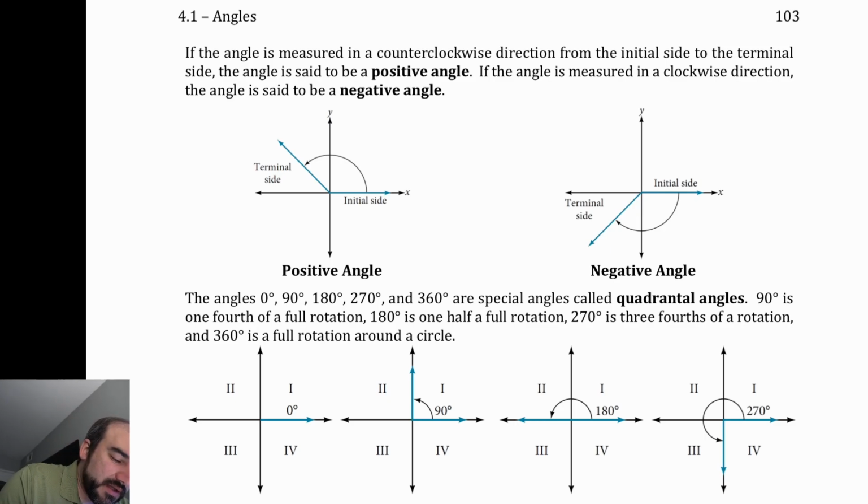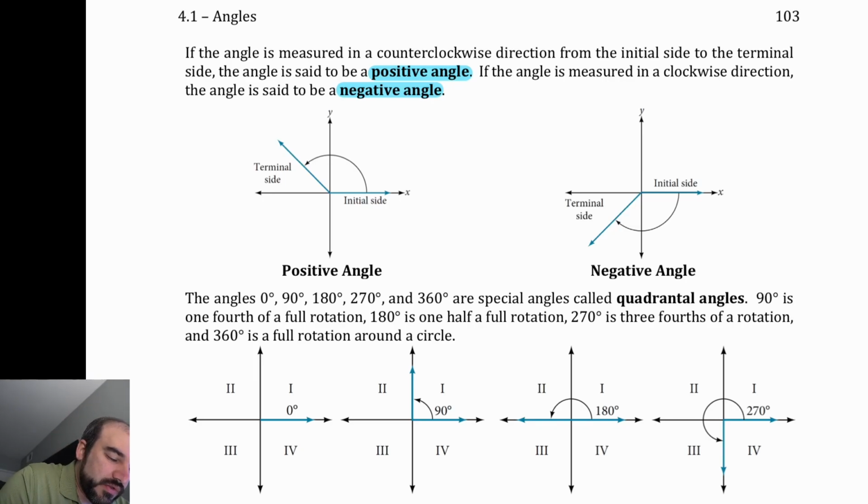Placing the initial side on the x-axis also gives us this idea of swinging the angle open counterclockwise versus swinging it open clockwise. And that's going to give us positive and negative angle measures. So the direction in which your angle opens determines whether you're talking about a positive angle measure or a negative angle measure, and vice versa. If you have a positive angle measure, that means your initial side is on the x-axis and your angle is swinging open in a counterclockwise direction. And for a negative angle, your initial side is on the x-axis and your angle is opening in a clockwise direction.